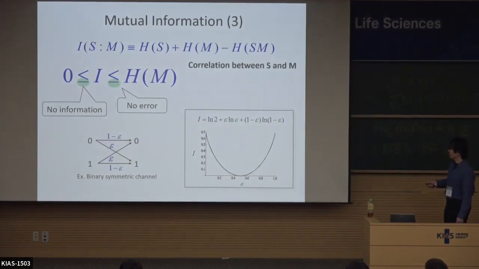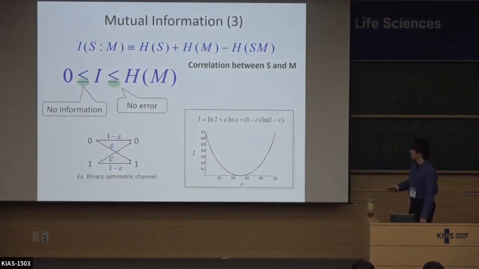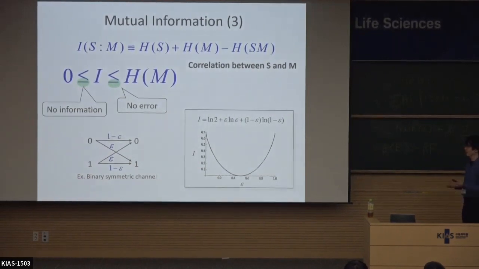And so this is again the binary symmetric channel case. And this is the mutual information versus the error rate. So if the error rate epsilon is zero, then the mutual information is given by the maximum value, in this case log 2. On the other hand, if the error rate is one, again, the mutual information is given by the maximum value, that is log 2. Because in this case, the original states zero and one are completely flipped, and zero becomes one, and one becomes zero with probability one. This means that from the outcome of the measurement, we can always guess the original state with 100%. So the mutual information takes the maximum value in this case.